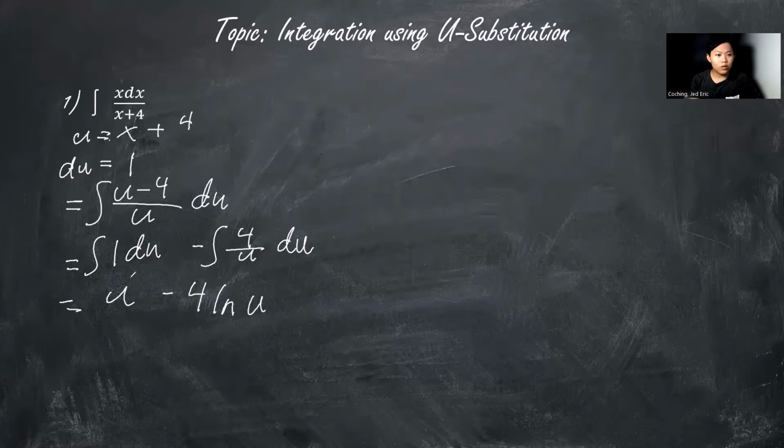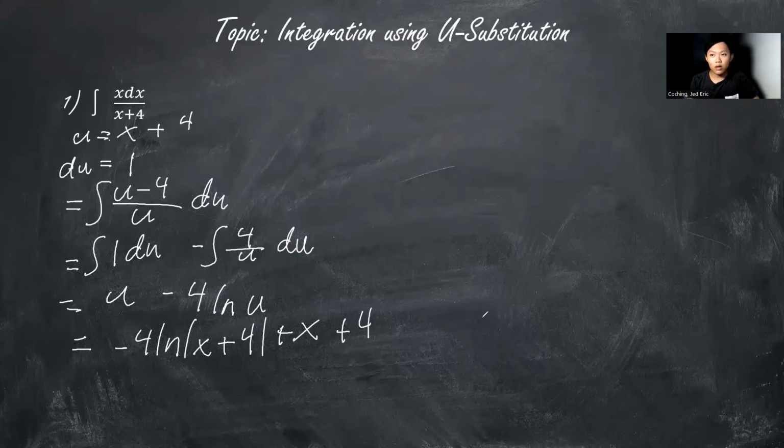And now we need to substitute back the u here, so it's going to be negative 4 ln (x plus 4) plus x plus 4 plus c. And that's how we solve this using u substitution.